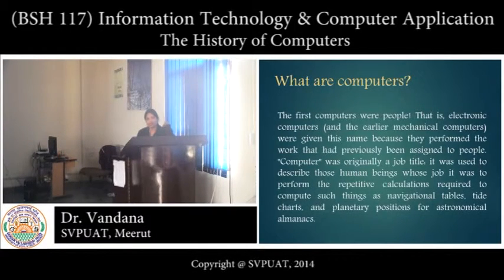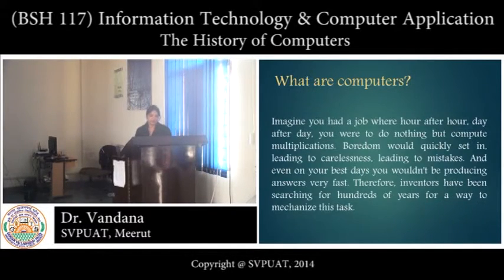See, just think for a while, if you have been given a task for hours and days, that is nothing to do, but you have to do multiplications only. What will you do? You definitely feel boredom. You will not be taking interest, and your carelessness will lead to problems. So what is the best way out? Scientists were continuously making efforts to devise a specific tool so that they can use it for the purpose of calculations again and again.